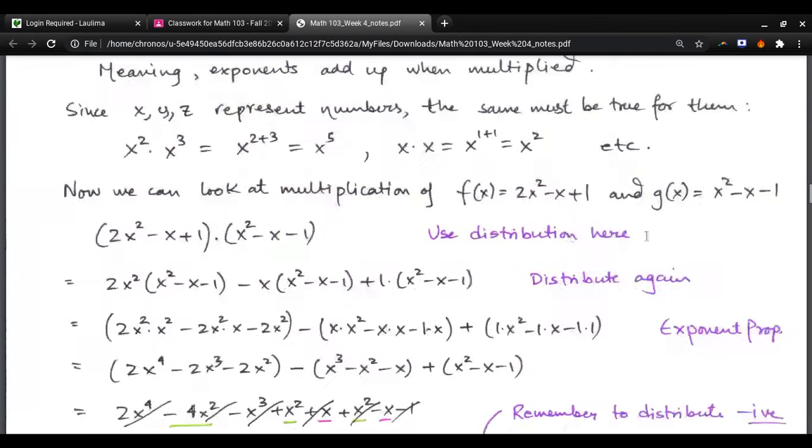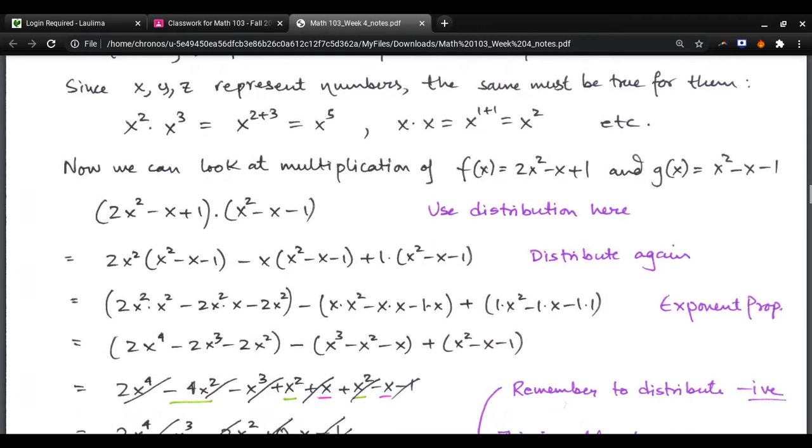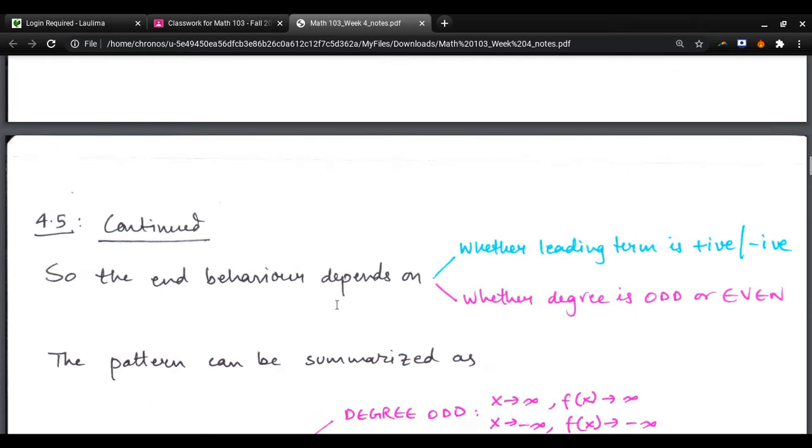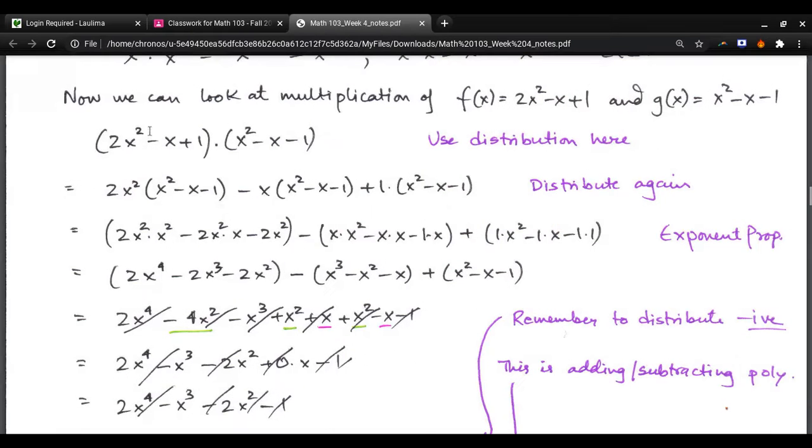Now let's look at multiplication of two polynomials, 2x squared minus x plus 1 and x squared minus x minus 1. In the first step, we are going to use distribution. So here, the 2x squared multiplies with all of the second term, minus x with all of the second term, plus 1 with all of the second term.